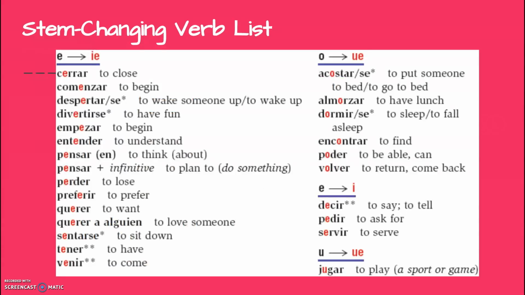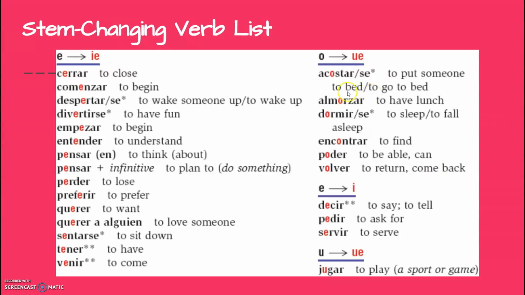Now, this is a stem changing verb list of verbs that you have come across throughout the school year. And you also should be familiar with which verb stem changes in what way. So on this page right now, there are 4 categories. So there's an E to IE, there's O to UE, that is E to I, and U to UE.